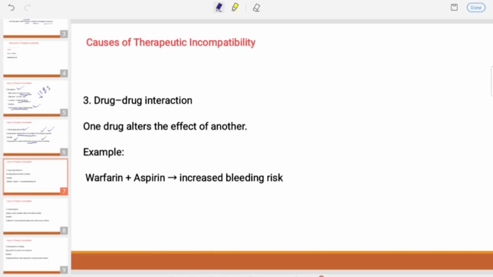Then drug and drug interactions. So here one drug is going to alter the effect of another drug. For example, if we are giving warfarin and aspirin to the same patient, then it will lead to increase in the bleeding risk.